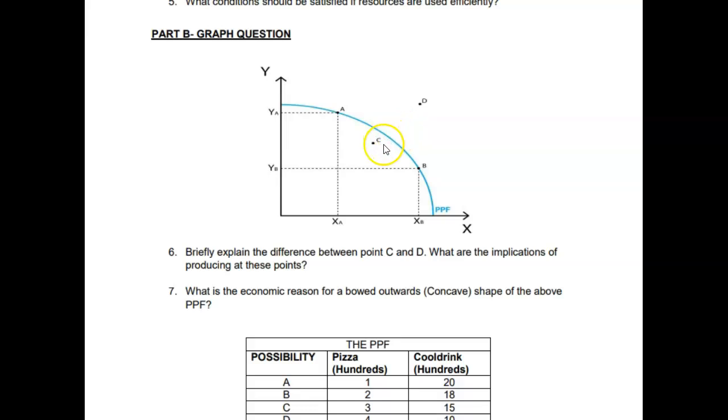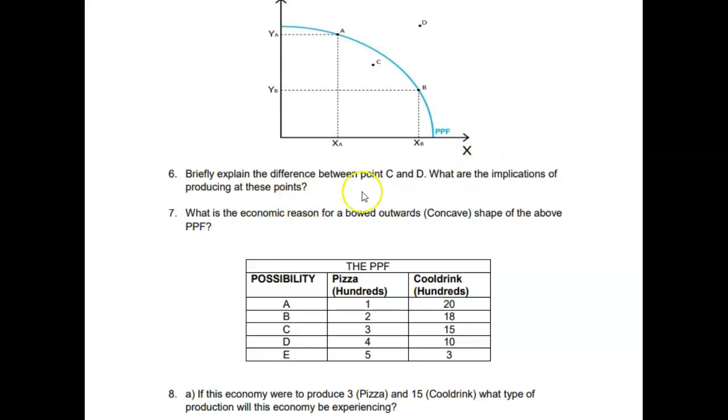So what is the implication of producing at these points? Number one, if you produce at point C, you're using your resources inefficiently, you're not using your resources to full capacity. So you're losing out on an opportunity to be more efficient in your business. And D? Well, D is impossible. So regardless, you can't produce it no matter what. So what is the economic reason for the bowed out concave shape? It's determined by the opportunity cost, as I told you. You can't increase production of one good without giving up another.